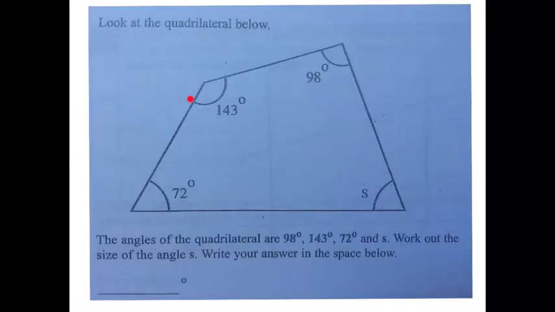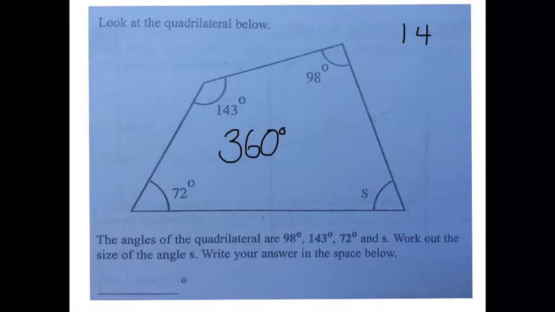Look at the quadrilateral below. So we've got a quadrilateral, a four-sided shape. We're given 3 of the angles with S unknown. The angles of the quadrilateral are 98, 143, 72 and S. Work out the size of angle S. Well, within a quadrilateral, the angles will add up to 360.